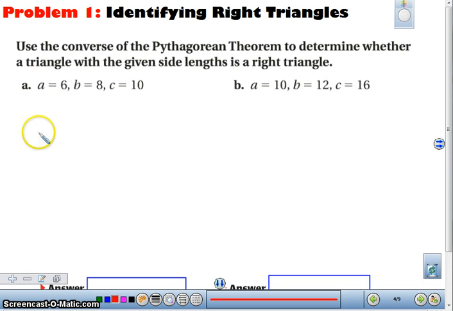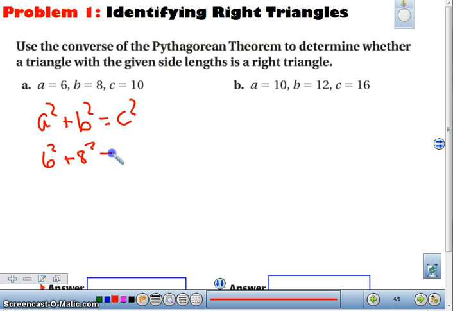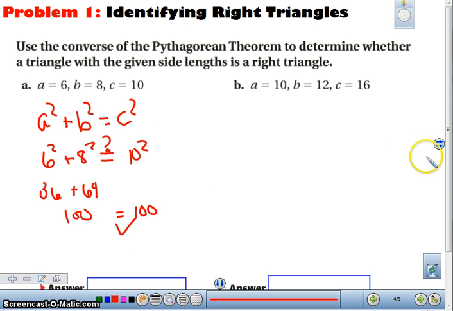The first thing as we think of our converse is we want to start with a squared plus b squared equals c squared. In this case, we are looking at 6 squared plus 8 squared, and we're trying to check, does it equal? So please put a question mark, 10 squared. Most of you could be going in your head, yeah, 36 plus 64 equals 100, and this is 100. So, is this going to be a right triangle? And we would say, yes, it is a right triangle.